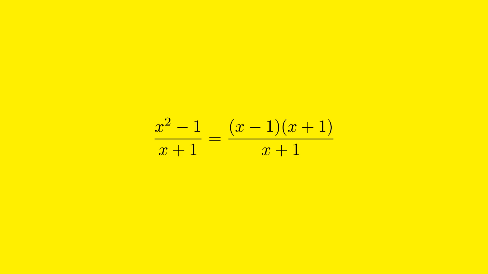So, the original expression x squared minus 1 divided by x plus 1 can be rewritten as open x minus 1 closed times open x plus 1 closed divided by x plus 1. The next step will involve canceling common factors to reduce the expression.